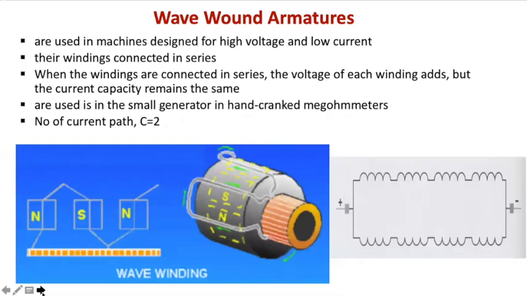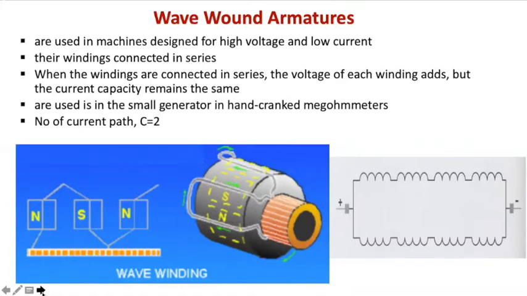That is, these are used for machines designed for high voltage and low current. Their windings are connected in series. When the windings are connected in series, the voltage of each winding gets added, but the current capacity remains the same. Therefore, they are used for high voltage and low current applications, because in series winding the voltages will be added.